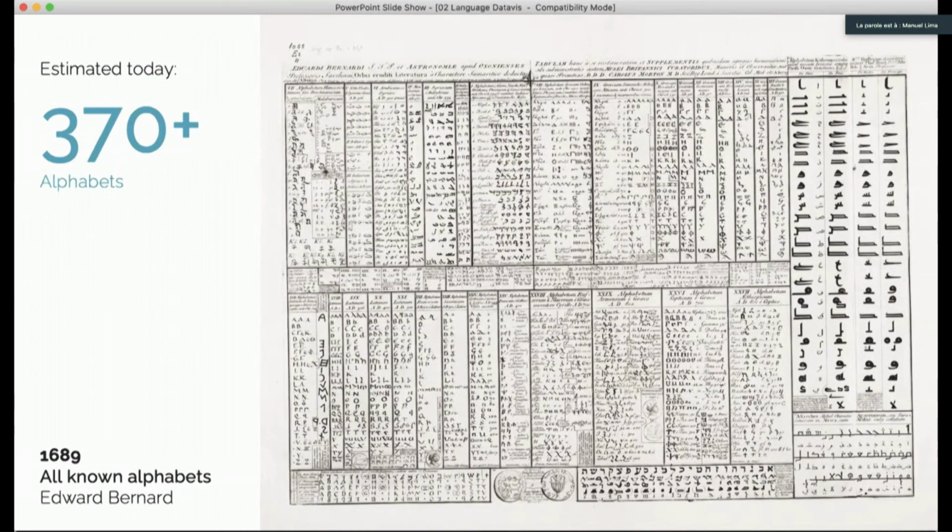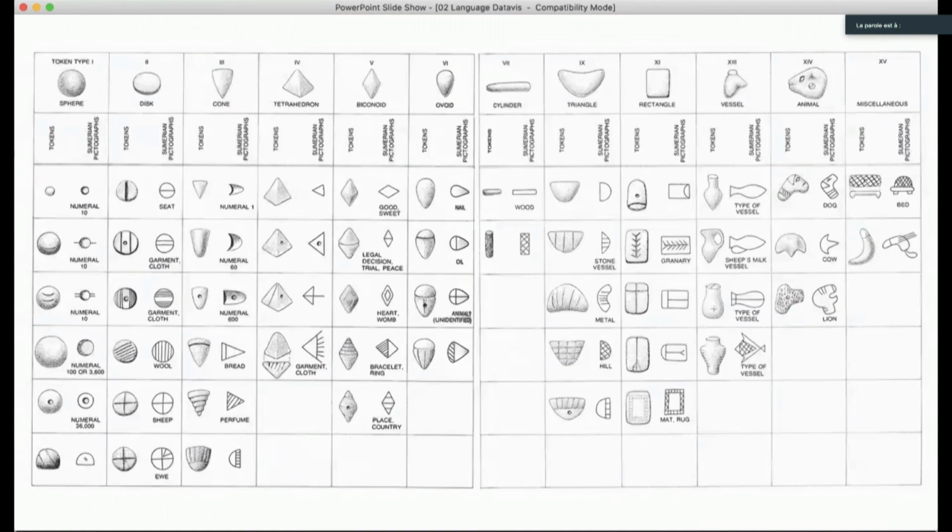Estimated today, we have around 370 different types of alphabets. This is actually a chart from 1689 depicting all known alphabets by Edward Bernard. So it's quite a complex process on its own. And this is, of course, not even accounting for old alphabets that are no longer in existence today. This is actually some of the oldest, what is known as a proto alphabet.